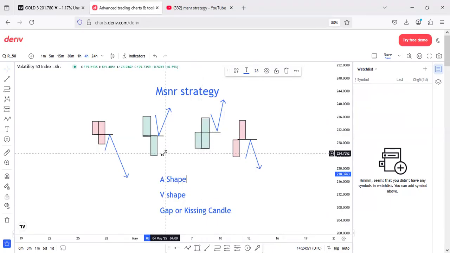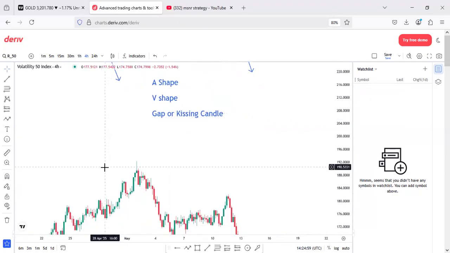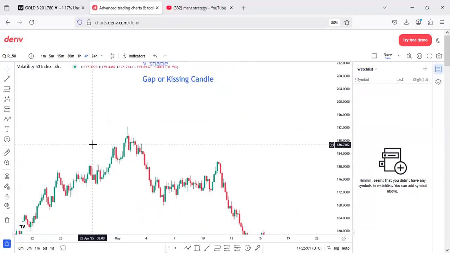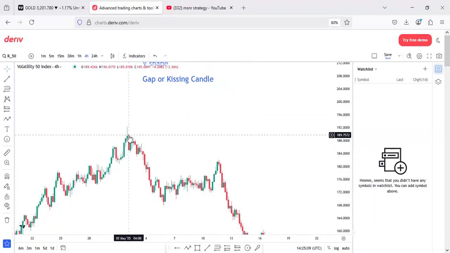I'm gonna dive in by showing you guys how it looks on the chart and how you can identify it. Looking inside the chart here, we're having the A shape on this particular zone, which is made up of a green candle and a red candle, acting as a resistance above here. If you mark it out, this is your A shape, looking like an A.